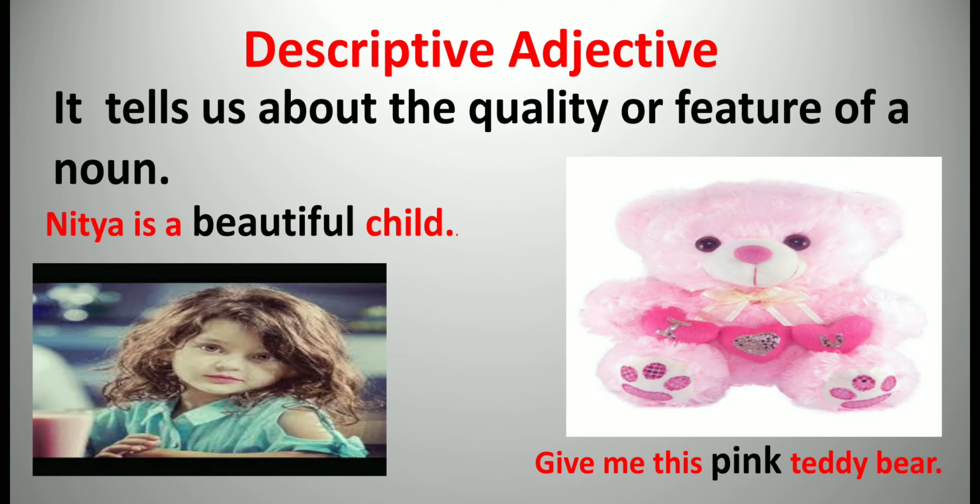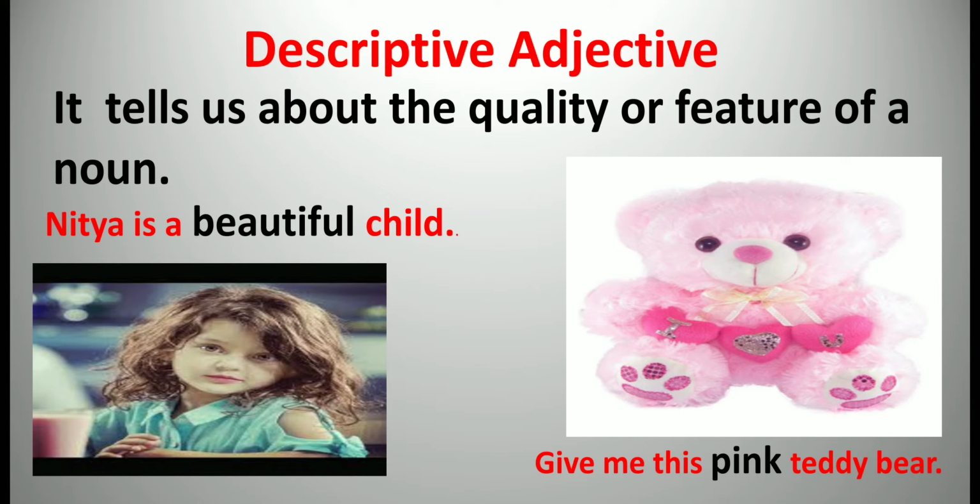The first kind of the adjectives is descriptive adjective. It tells us about the quality or feature of a noun. This is the largest group of the adjectives, and these answer the question of what kind, of what color, of what shape or size, etc. Nitya is a beautiful child. The word beautiful is a descriptive adjective in this sentence, which answers the question, what kind of a child is Nitya?